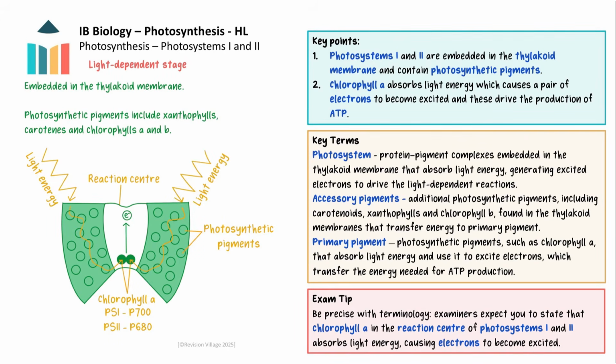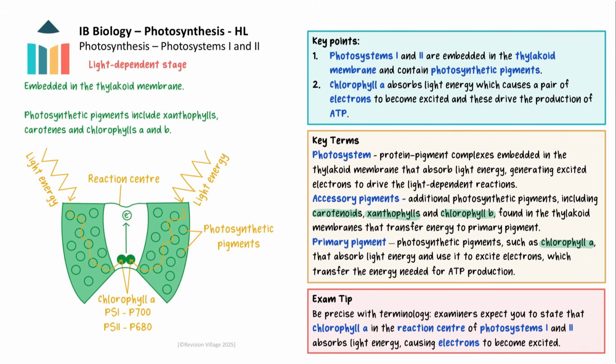Now that we have looked at the structures of the chloroplast and highlighted where the light-dependent and independent stages occur, let's look at these stages in more detail. We will start with the light-dependent stage. This process involves the photosystems I and II. These photosystems are found embedded in the thylakoid membrane. They are made up of proteins and photosynthetic pigment complexes. The photosynthetic pigments include xanthophylls, carotenes, and chlorophylls A and B.